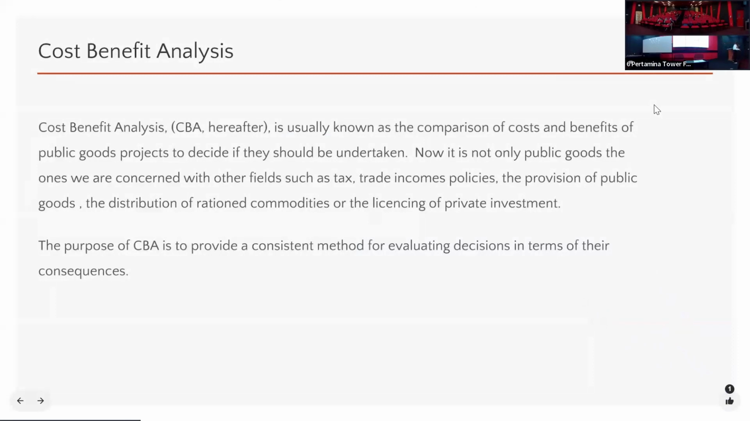So cost benefit analysis seems like a very simple accounting exercise, correct? I just count all the benefits and then all the costs. Subtract. If it's positive, go for it. If it's negative, don't do it. So why do we need a lecture on this? Okay, we'll find out.